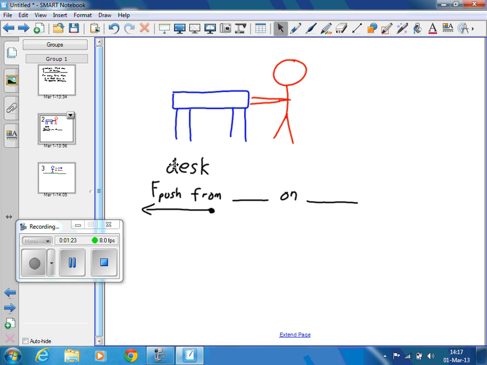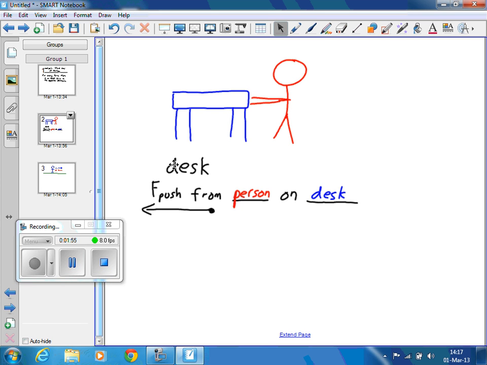Now, what are those two objects? It's pretty clear in this example. The force push is from the person, and it's on the desk. Okay, well then, if this force push exists, then Newton's third law says that there's another force that is equal in size and opposite in direction to this original push. But what is that force?